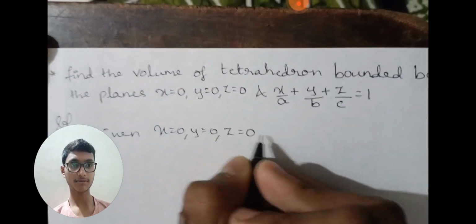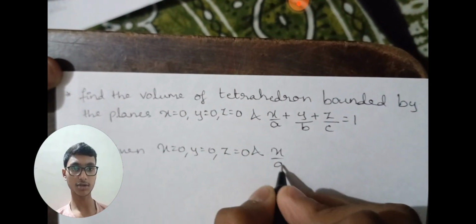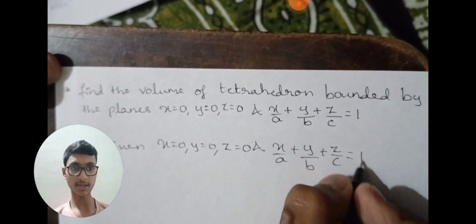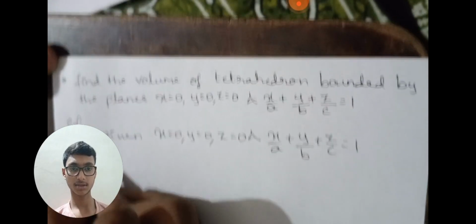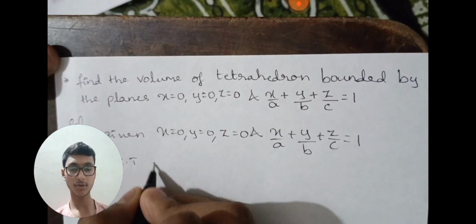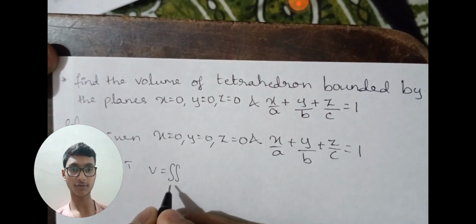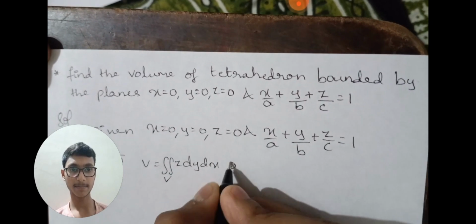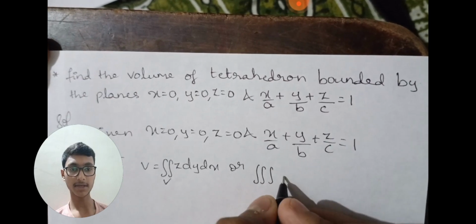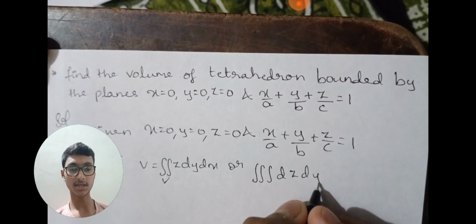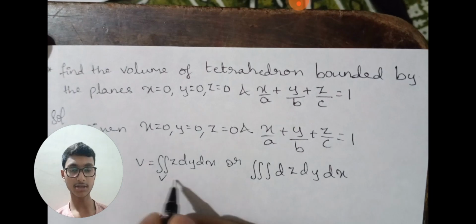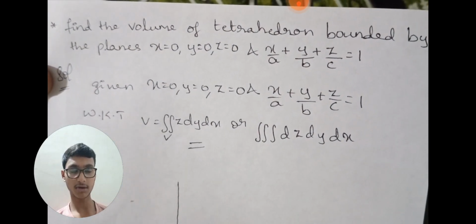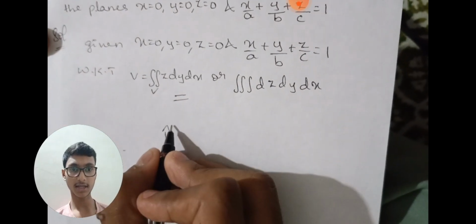Find the volume of the tetrahedron bounded by the planes x equal to 0, y equal to 0, z equal to 0, and x by a plus y by b plus z by c equal to 1. So we know the formula for Cartesian form is v is equal to double integration z dy dx, or triple integration dx dz dy dx. So let us use the formula double integration z dy dx. It is as per your wish. You can use any one of the both. So let us draw the graph of the tetrahedron.